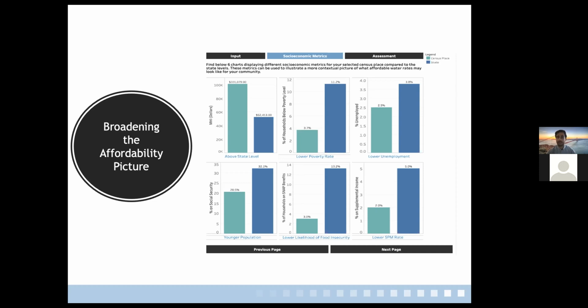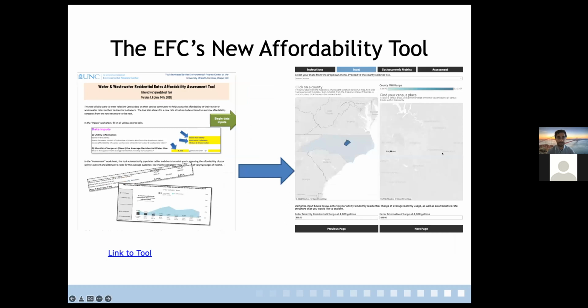So let's say, for example, an aging population may indicate a future population decline with reduced revenue from rate charges. That's something important for a utility to consider. For communities considering implementing affordability programs, economic information such as levels of unemployment or reliance on social safety net programs can guide decisions about qualifications for reduced utility rates. Additionally, a user can see how these measures compare to the state average, and that's something that the tool provides as well.